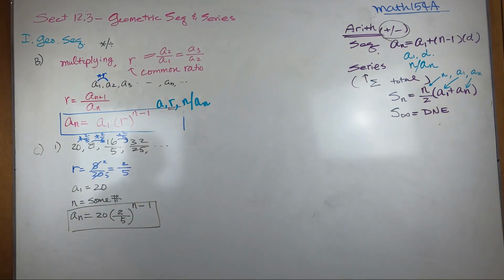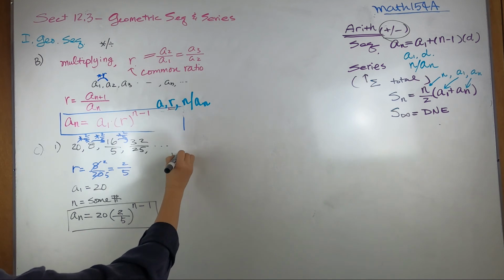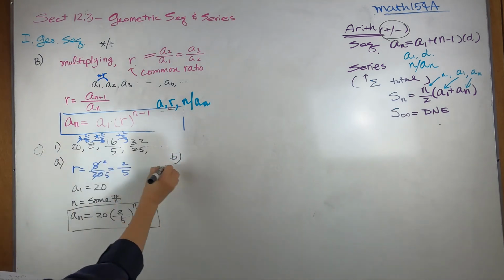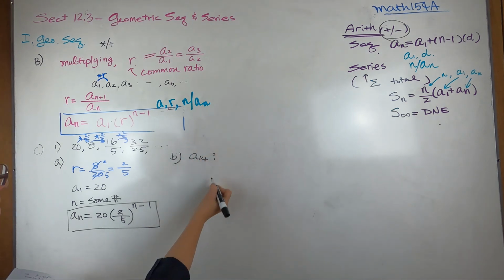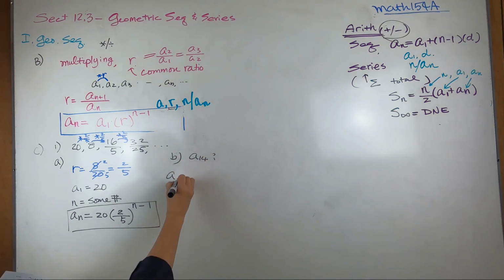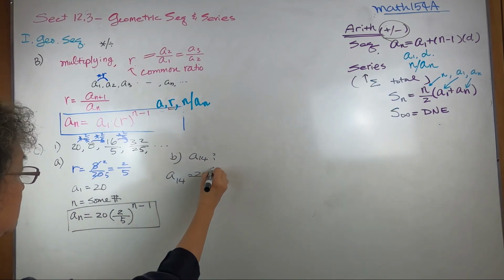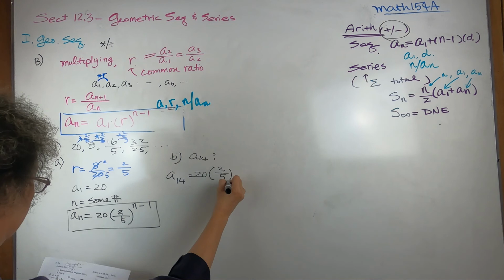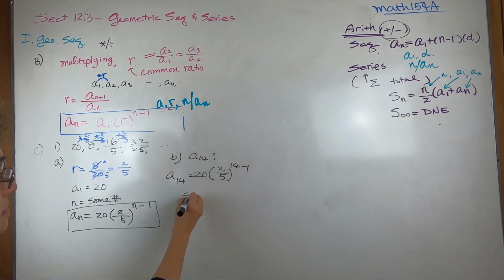Okay, then the second one, it says find what? That's our A, that's B. Find A14. So what do we do? All we need to do is just plug in here, right? 20, 2/5, and 14 minus 1.